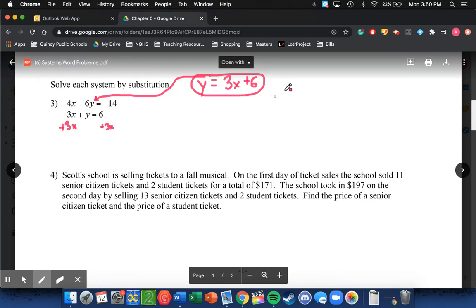So to do that, I now would have -4x. And this is where it gets tricky, because you're substituting all of this in here. So the -6 that I'm looking at needs to be multiplied by every piece that's in here. So -6 times 3x becomes -18x. And then -6 times +6 is -36. And I can set all of that equal to -14.